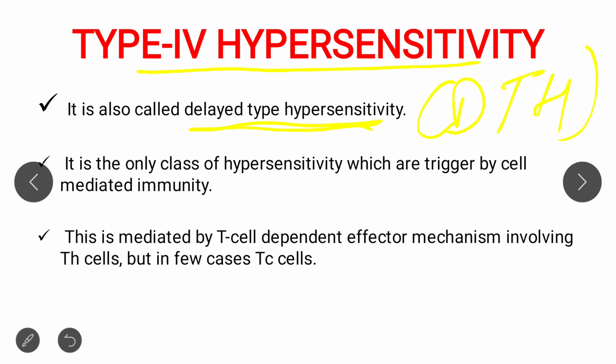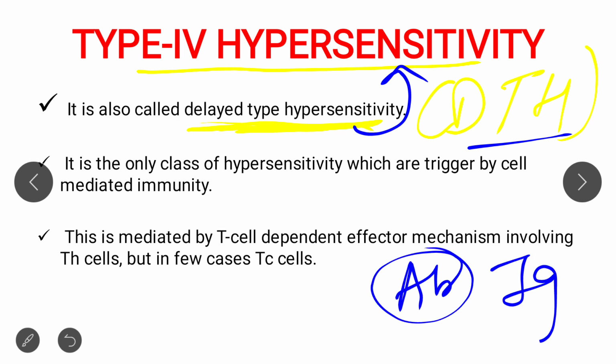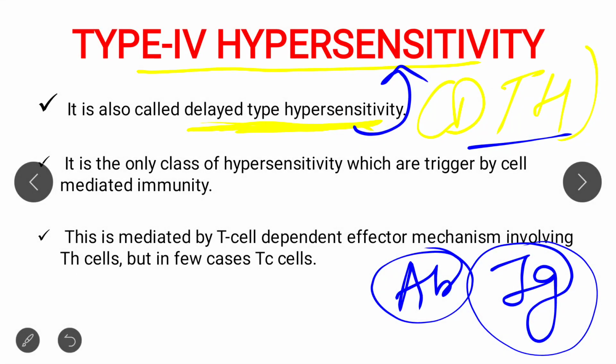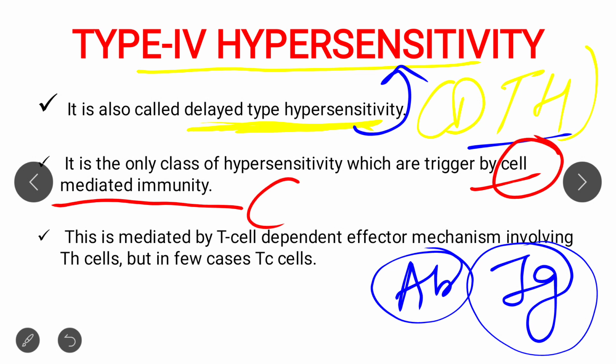DTH, that is delayed type hypersensitivity. Please remember, a question may be asked which type of hypersensitivity is known as delayed type hypersensitivity or DTH. Okay, so delayed type hypersensitivity is type 4 hypersensitivity. Clear? Next, type 4 hypersensitivity is the only class of hypersensitivity that is not triggered by any antibody, or you can say any immunoglobulin. This is totally mediated by cell mediated immunity, which means it is mediated by CMI.